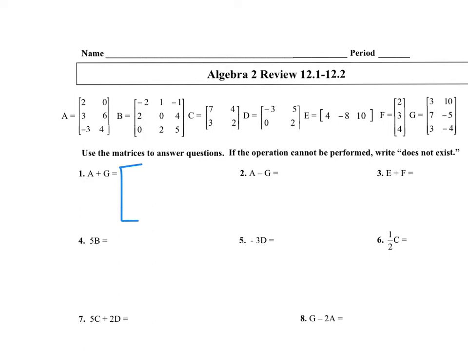So 2 plus 3 is 5. 0 plus 10 is 10. 3 plus 7 is 10. 6 plus negative 5 is 1. Be careful, you are not using a calculator, so it gets a little tricky. Negative 3 plus 3 is 0, and 4 plus negative 4 is 0.